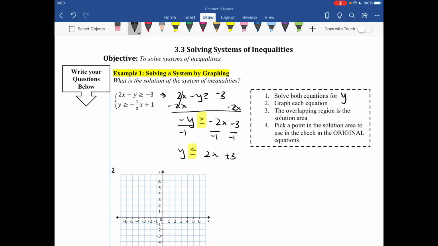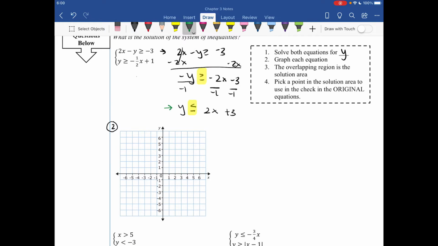Now we're ready for step 2, which is to graph both inequalities. Do our first one in green. The y-intercept is positive 3 with a slope of 2, so we'll go up 2 and right 1, and down 2 and left 1 a couple of times. Then, since it's less than or equal to, we'll use a solid line, and less than tells us to shade everything below the line.